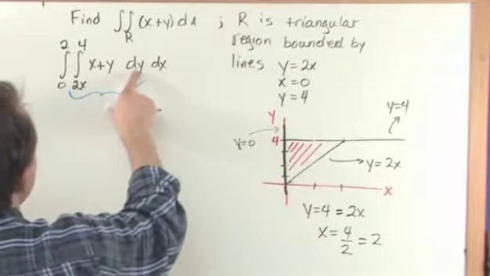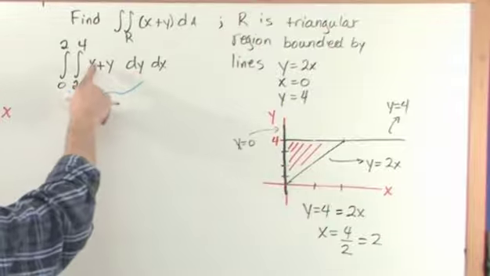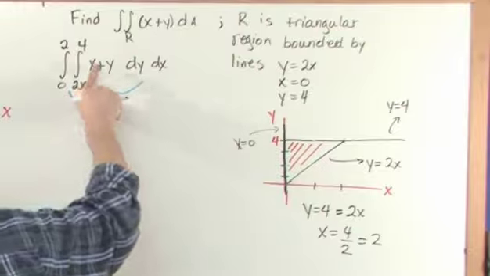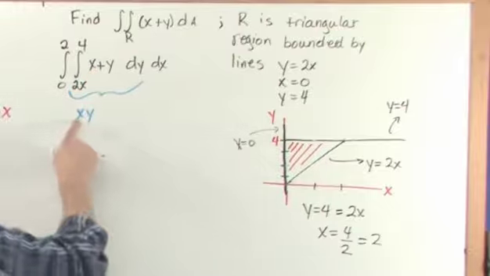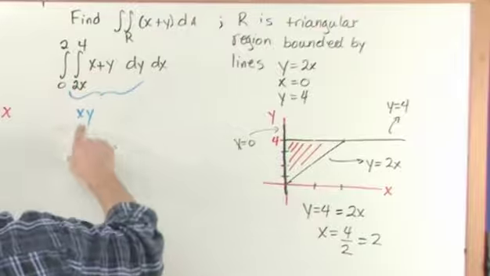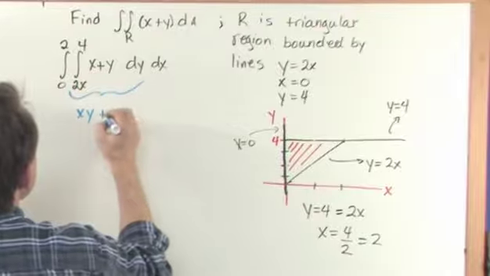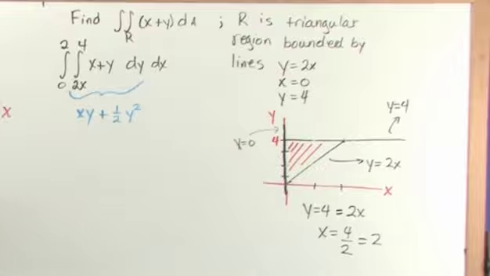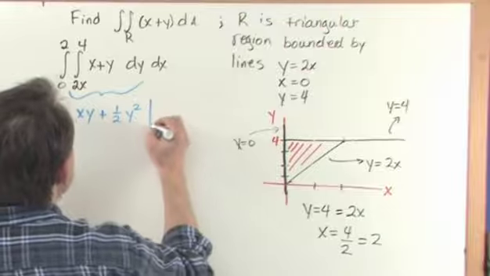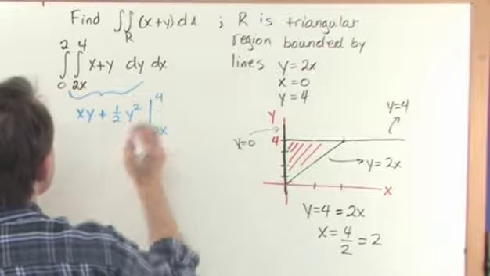Okay, so now we're integrating along y, so that means I'm holding x constant. x is a constant here, okay? So it's just like a number. So I integrate this, I'm going to get xy, just as if this were 2, it would be 2y, okay? Plus, now I'm integrating y, it's going to be 1/2 y squared, okay? And I'm going to integrate that from 2x up to 4.